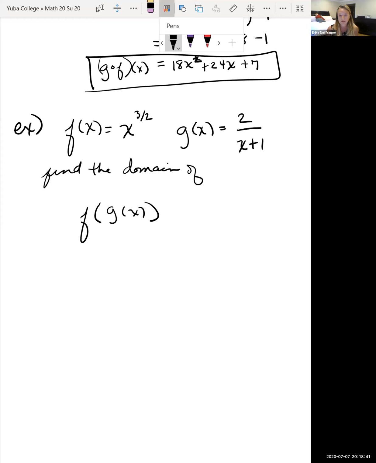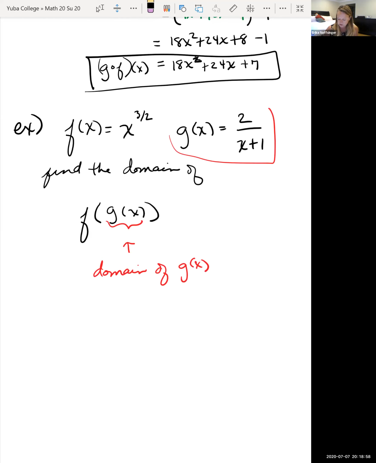Okay, so a couple things we need to do. First, we need to look at the domain of our inner piece, which is g of x. Looking at g of x, there's only one value that's going to give us a problem, and that's the value which sets our denominator equal to 0. And so our denominator equals 0 when x is equal to -1. So our domain of g of x is all x such that x does not equal -1.